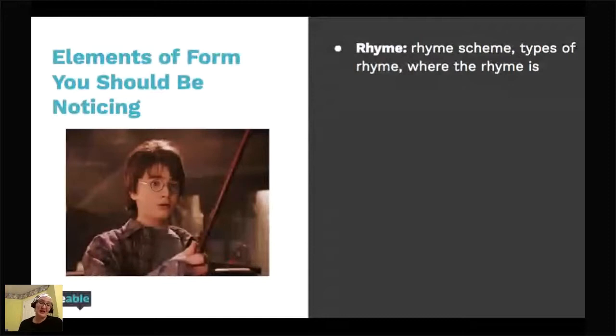So things you're going to be looking at. Rhyme. I'll go into more detail about this later on, but I'm going to be looking at rhyme scheme, types of rhyme, and where the rhyme actually is in the poem. So if it's changing, if it's using the same rhyme, if it's a half rhyme, a slant rhyme, things like that, or if it's a full rhyme, that makes a difference in the meaning and why the author might do it.